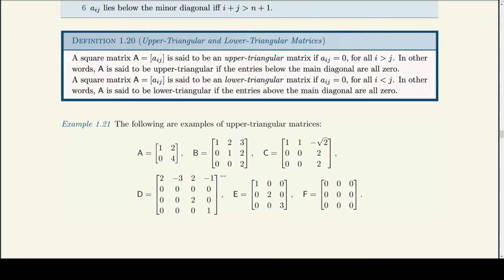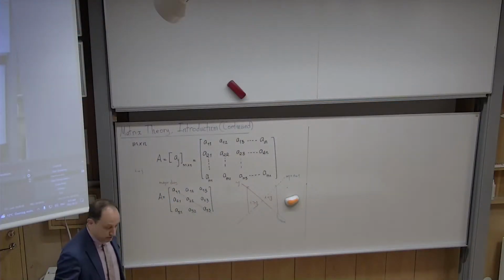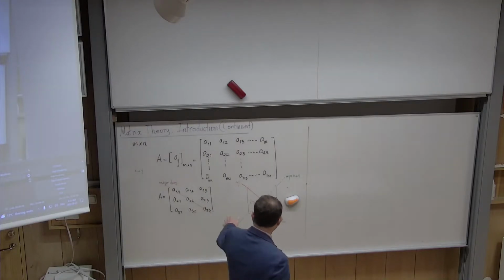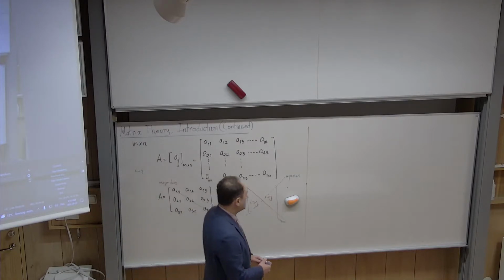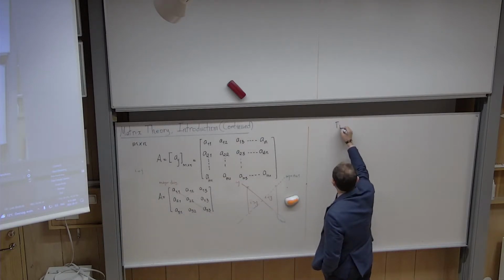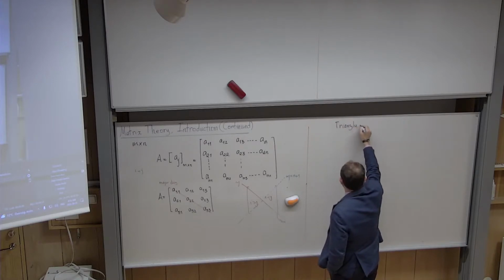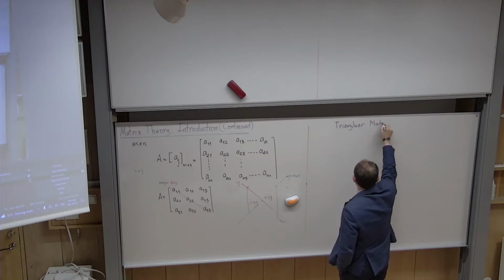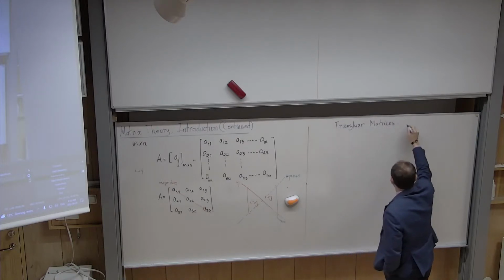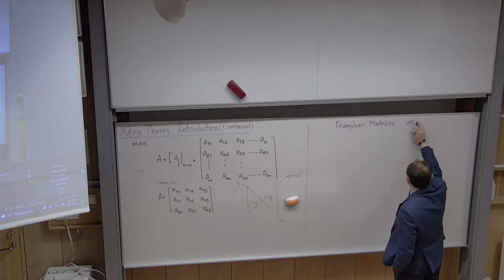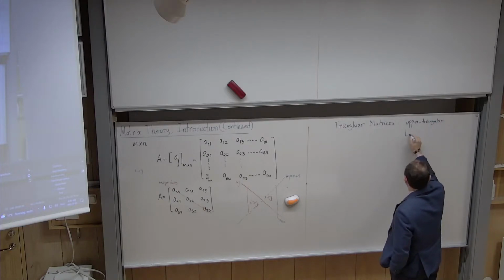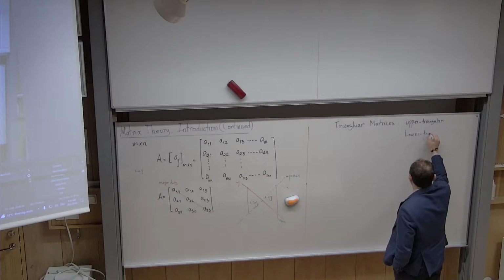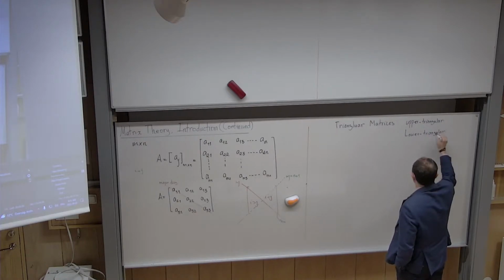Okay, so now we need another terminology here. The terminology which is very important in matrix theory is that from now on I concentrate on square matrices. These are the most important matrices that we are working on. So we can talk about triangular matrices, and we have two of them: upper triangular and lower triangular. These are important in matrix theory.